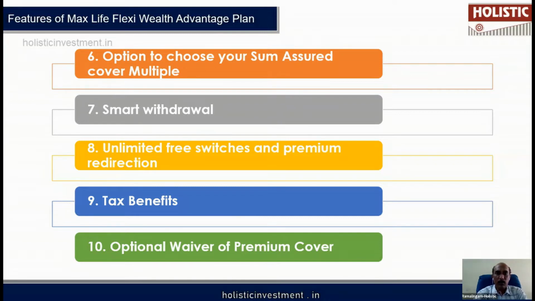When we are looking at all these features, one important thing which we have to look at is that this Max Life Flexi Wealth Advantage Plan is a unit-linked insurance plan. That means money you are investing in this ULIP, a portion of that will be taken towards giving you life cover. Balance, there are some other charges which we will discuss in detail later. After these charges, whatever is left, that will be invested in market-related instruments. It can be stock market securities or money market securities. So this fund takes market risk.